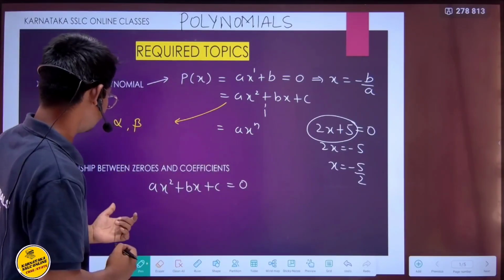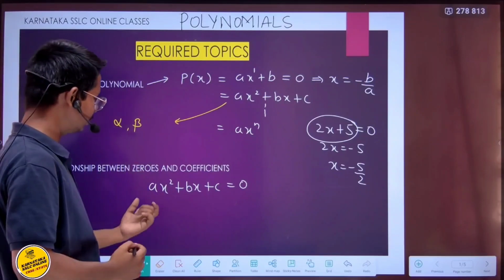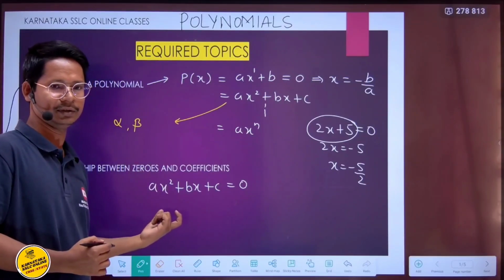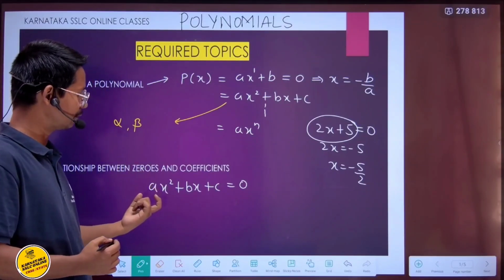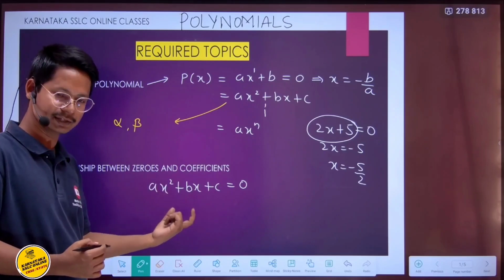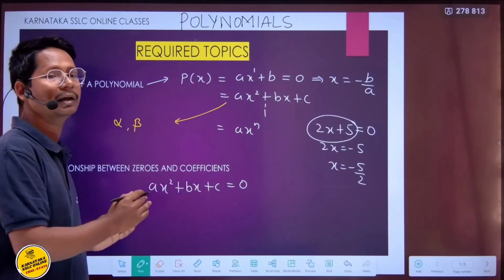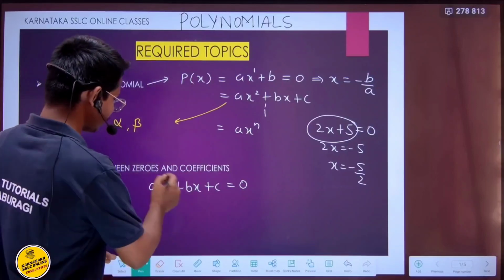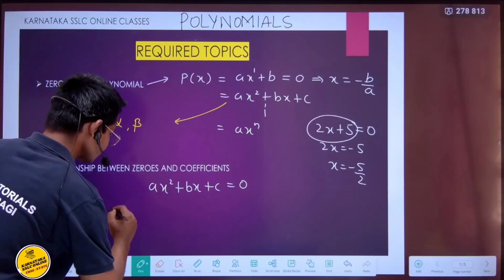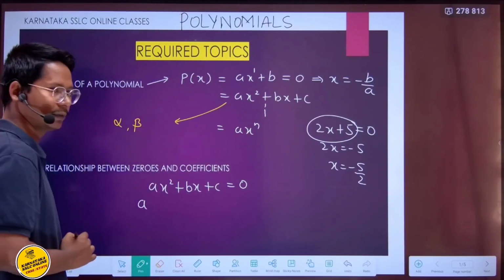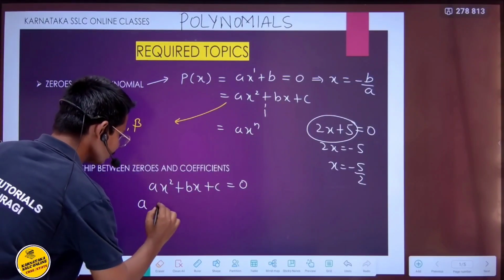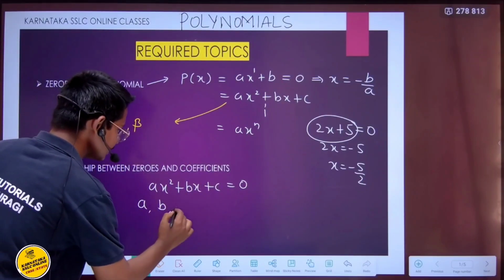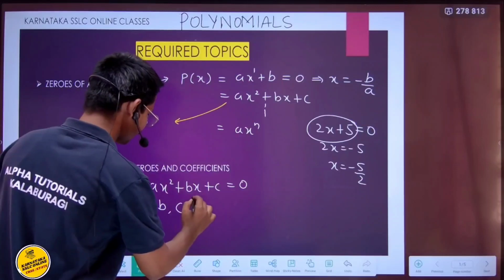And if you are able to identify the coefficients, and if you are able to find its factors and then zeros, then we can make a relation. See, what are the coefficients here? The x square coefficient you can write as a, then the x coefficient is b, and c is a constant. This is one part.